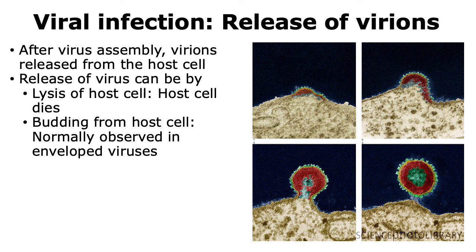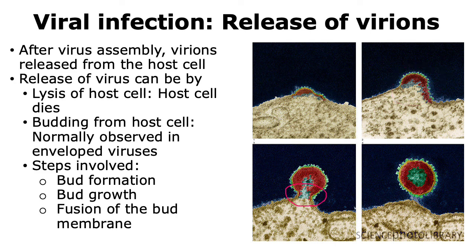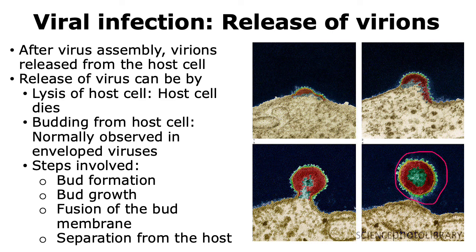The steps involved in the budding process include the formation of a bud, as shown in the figure. The bud that is formed then starts growing, and hence bud growth occurs. As the bud grows, it becomes large enough that fusion of the bud membranes has to occur. Once this fusion occurs, the newly formed virion is now able to separate from the host and thus is released.